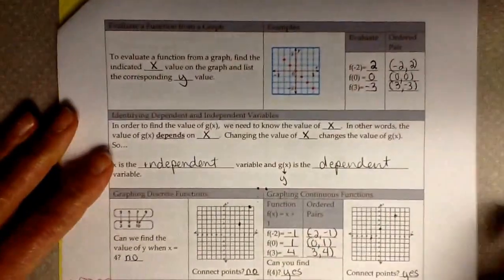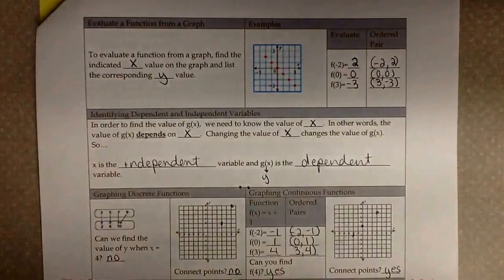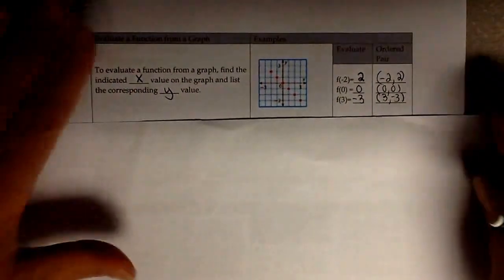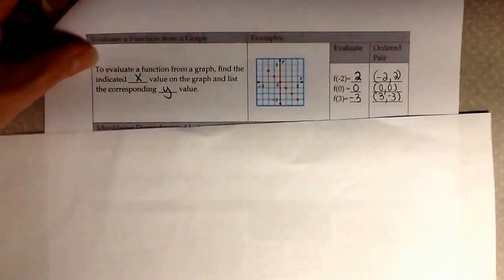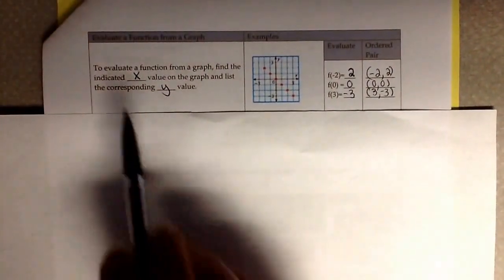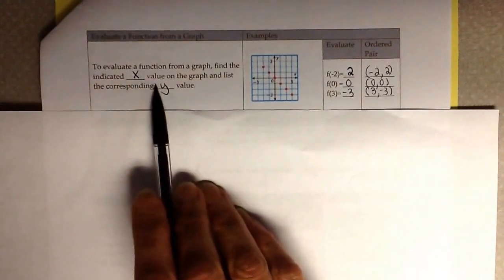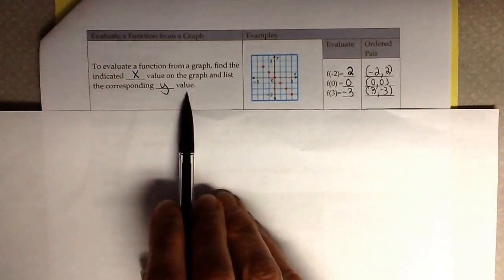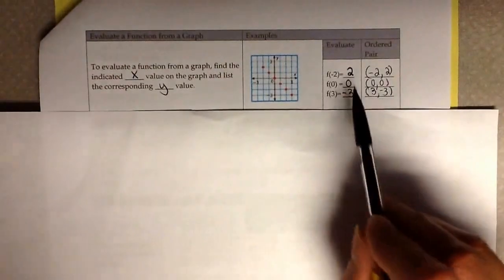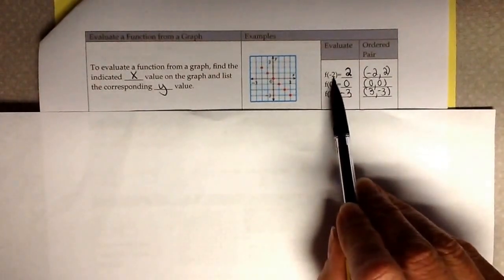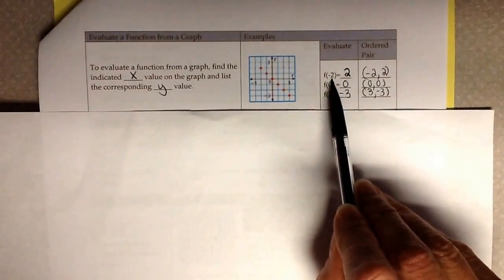Now, you can evaluate a function from a graph, and this is actually pretty easy. Sometimes students have trouble with it just because they have difficulty reading it, but it's very, very simple. To evaluate a function from a graph, find the indicated x value on the graph and list the corresponding y. So let's look over here. If we want f of negative 2, that means when x is negative 2, what is y?